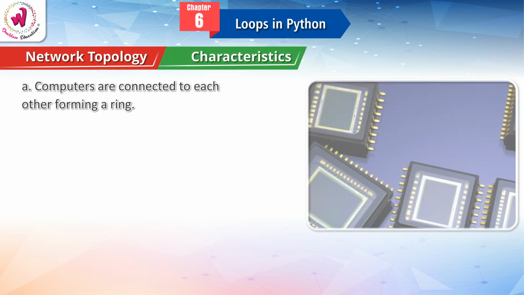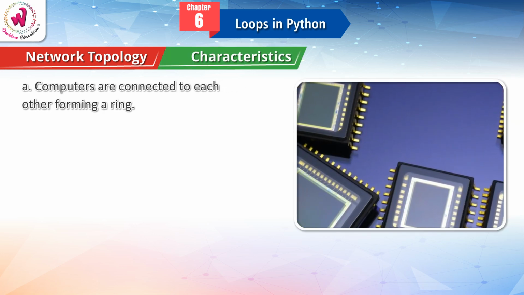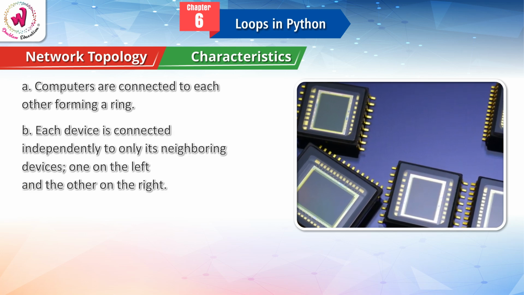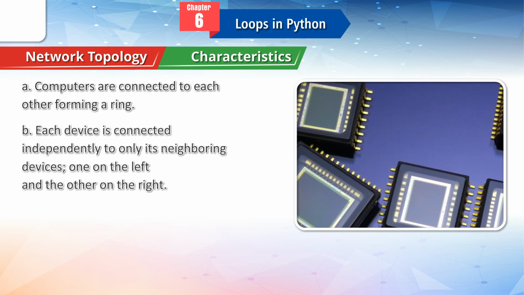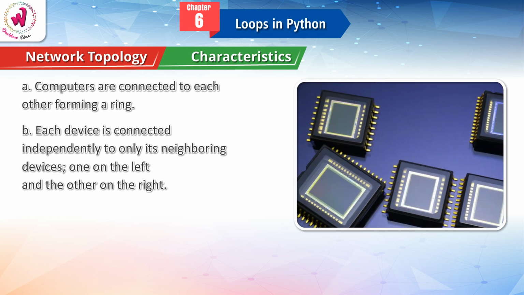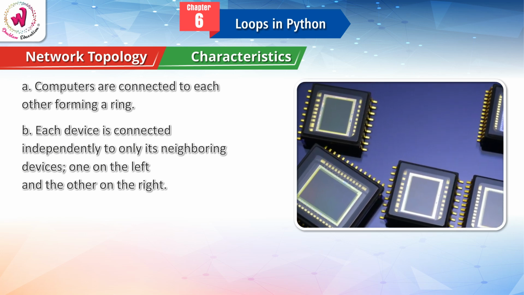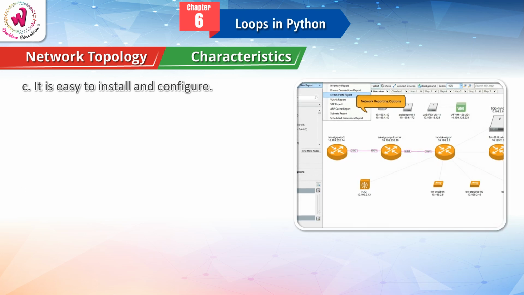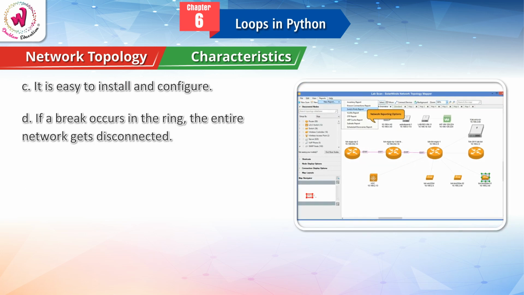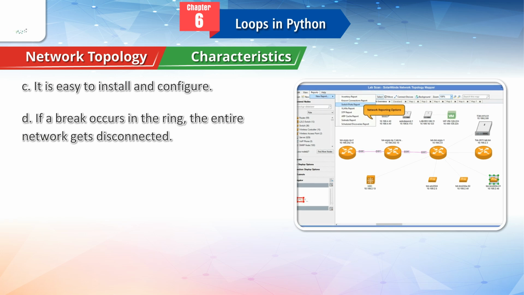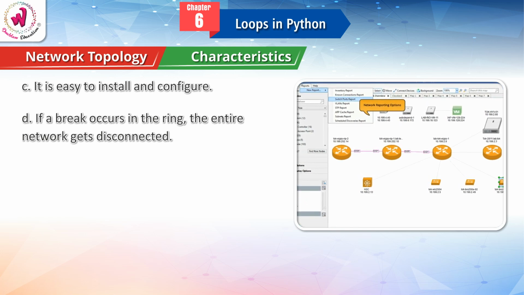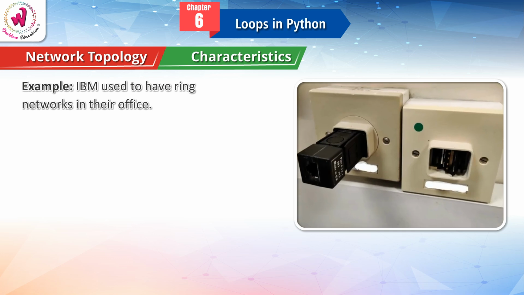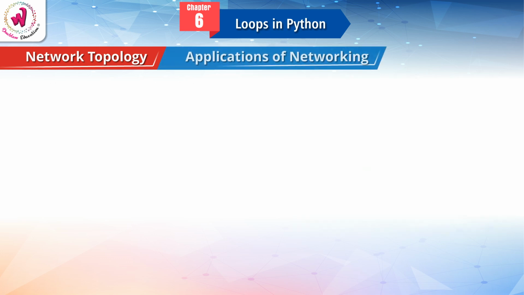Characteristics. A. Computers are connected to each other, forming a ring. B. Each device is connected independently to only its neighboring devices, one on the left and the other one on the right. C. It is easy to install and configure. D. If a break occurs in the ring, the entire network gets disconnected. Example, IBM used to have ring networks in their office.